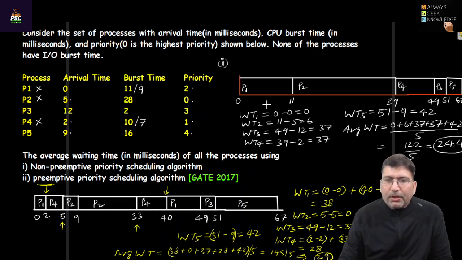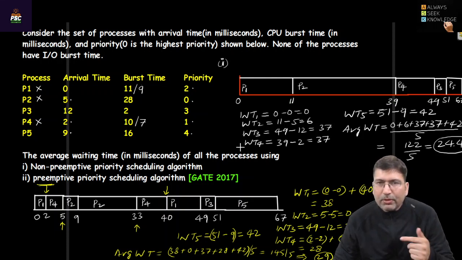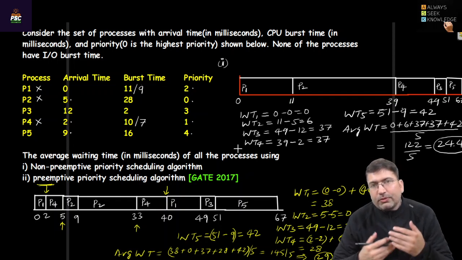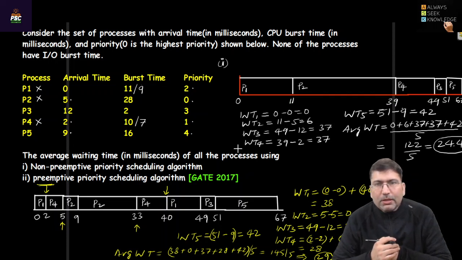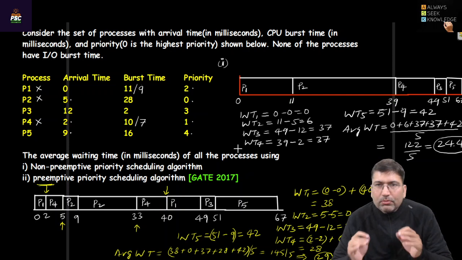So I hope priority scheduling in both the cases, preemptive and non-preemptive, must be clear. Priority scheduling can be affected by the problem of starvation. When a low priority process arrives, and let's say after this high priority processes keep on arriving, the low priority process will keep on waiting. So there can be a problem of starvation, in case I ask it as an MCQ in your exam.